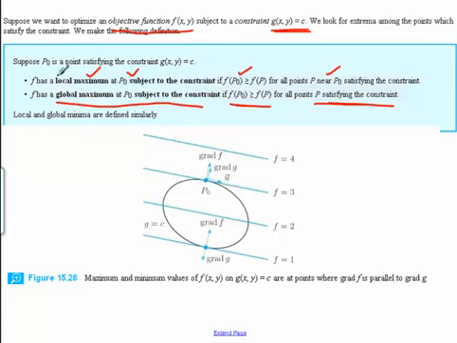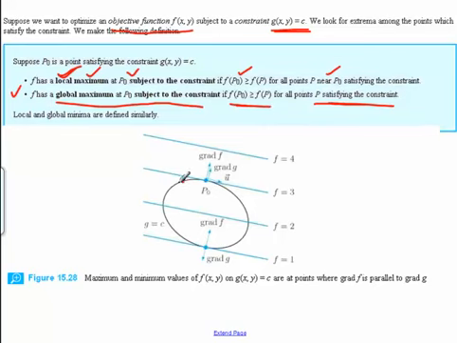So this is the difference between local and global maximums. Local means that the point is the biggest point in the near area, whereas the global max says it's the biggest point of all points satisfying the constraint.